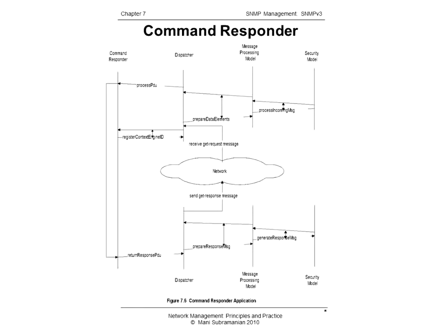Now this is the command responder. Basically, it processes the get and set requests that are destined for it and received from a non-authoritative remote entity. So it performs the appropriate action of get or set on the network element, and it prepares a get response message and sends it to the remote entity that made the request. So this is shown in this figure.